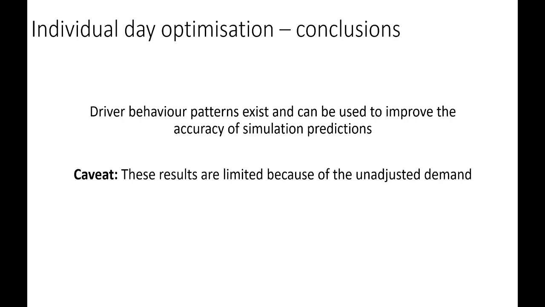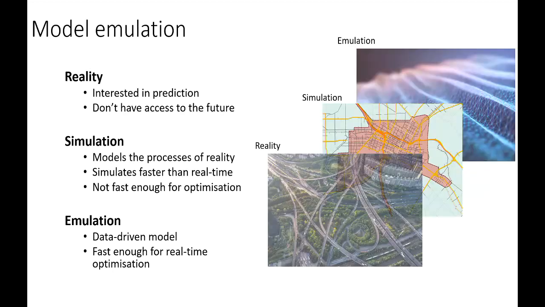So our approach to solving this problem is to try and construct an emulator of the model. If we think about what's going on here, we have some sort of reality that we're interested in. We want to be able to predict the traffic one hour in the future. This is what we care about. We don't have access to the future, unfortunately; we're not time traveling. So we build a simulation model, which models all of the processes of the reality as best as we can. It simulates faster than real time, so at any point in time I can simulate an hour ahead and have my prediction.